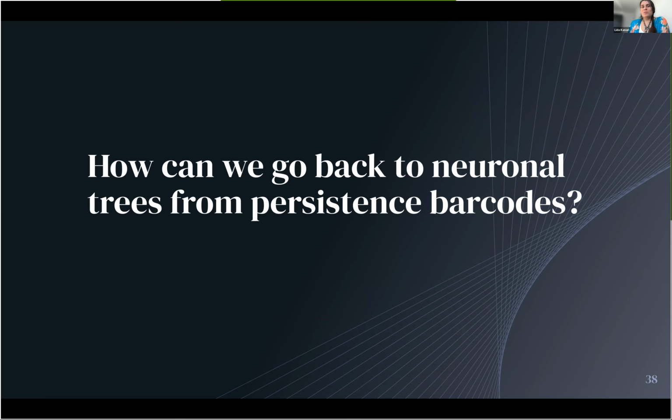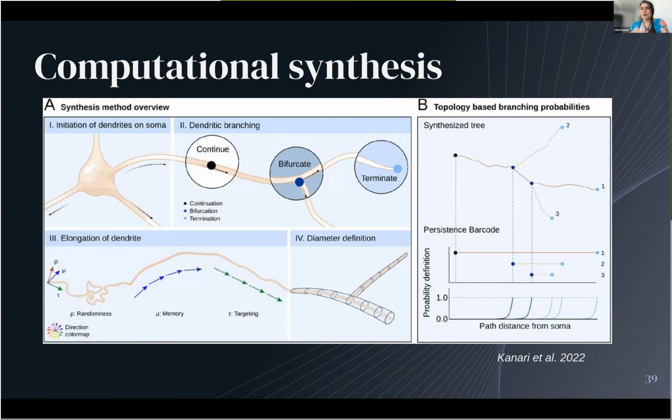So now that we have understood a little bit how this works and how we can go from the trees to the world of the barcodes, how can we go back? So once we have the persistence barcodes, how can we use the inverse problem to create trees that are biologically relevant? So the idea is pretty simple.